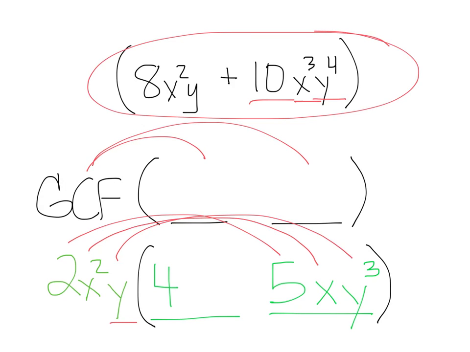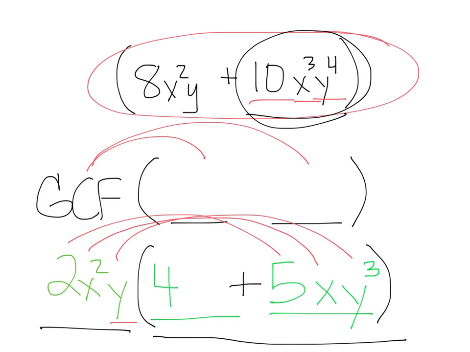Now we need to figure out what symbol goes in between them. In this case, we know that our 10x cubed y to the 4th needs to be positive, so we're going to leave a positive value in here. So when we factor out 2x squared y from the 8x squared y plus 10x cubed y to the 4th, we get a final value of 2x squared y, parentheses, 4 plus 5x y cubed, end parentheses. That's all about factoring out, or dividing out, that greatest common factor.